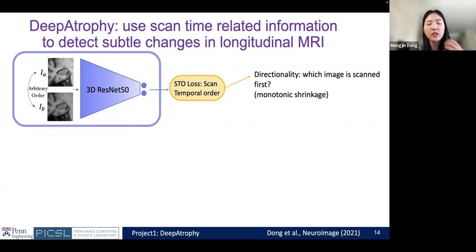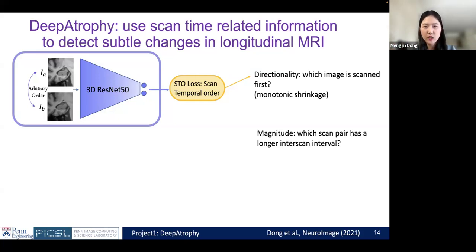The algorithm was able to detect this property really well, and the accuracy can go up to more than 90%. However, the problem is that the algorithm makes no difference however long the interscan interval is. So the confidence for the algorithm can reach the same high level whether the scans are 3 months apart or 3 years apart. So this is not useful for measuring progression.